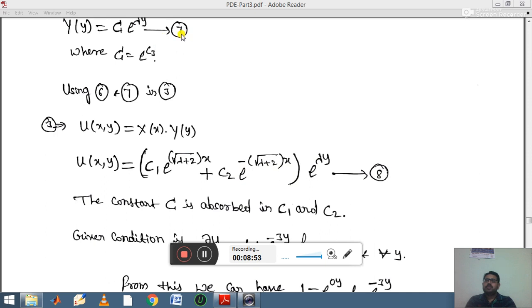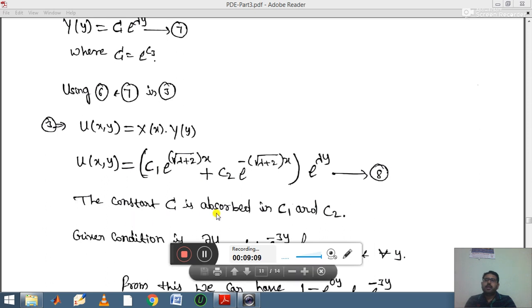So from equation 7, it is c into e power lambda y. Just write e power lambda y, because here the constant c is absorbed in c1 and c2. So the constants c1 and c2 cover c. Therefore there is no need to write this c.